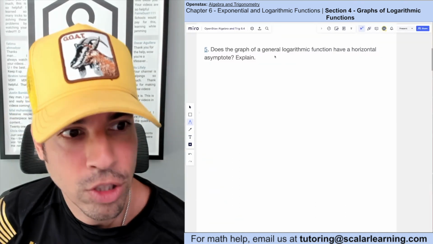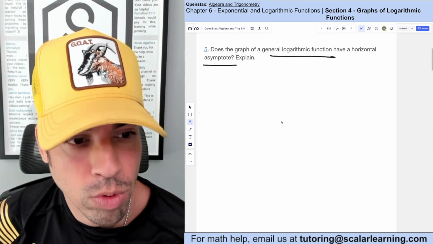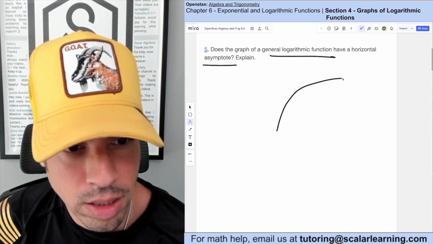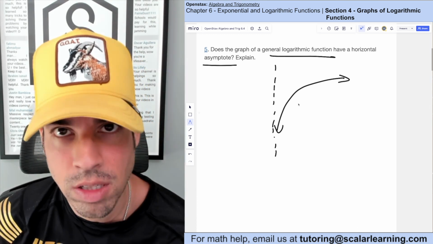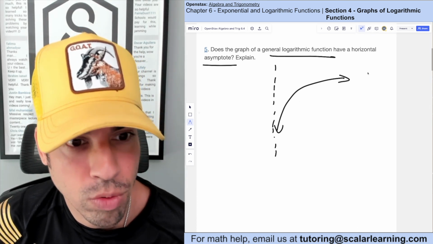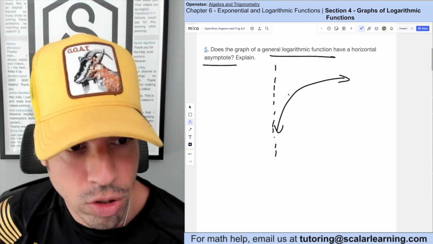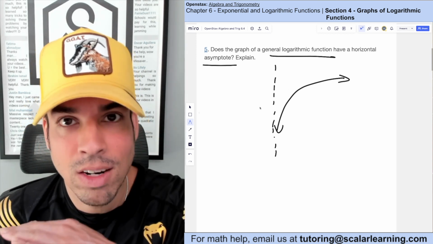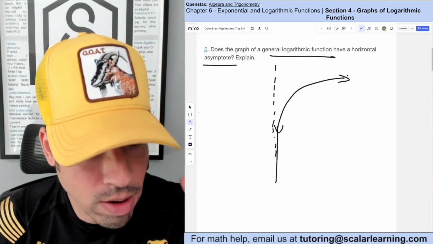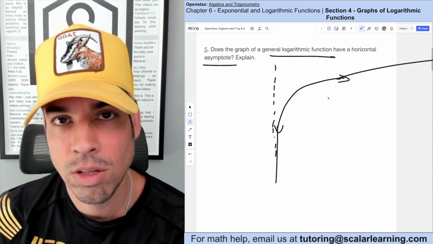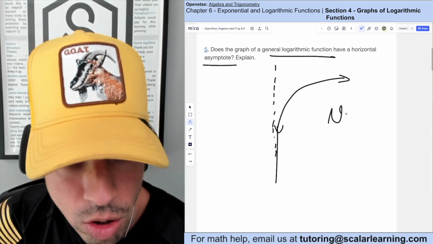Done. Does the graph of a general logarithmic function have a horizontal asymptote? I would say no. The general logarithmic graph goes up to the right, and there's a hard stop in the domain, but it goes to the right forever and ever, and up forever, and down forever on the other side. So there is no set horizontal asymptote, no set max or min where it stops. The rate at which it goes up might drop off, but it goes up and up forever. So I would say no, done.